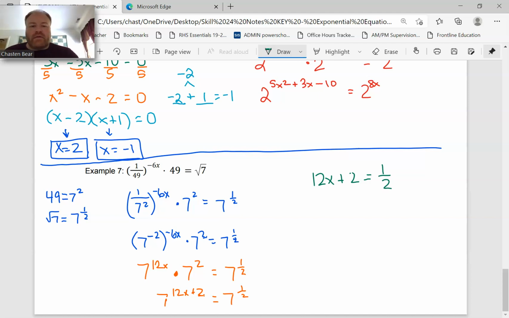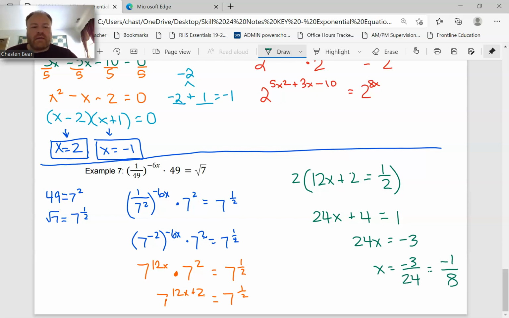And if you don't want to deal with fractions, multiply everything by 2. So we get 24x plus 4 equals 1. So 24x equals negative 3, and x equals negative 3 over 24, which is the same as negative 1/8. Okay, and this is how you do it. You'll have plenty of practice opportunities in class.